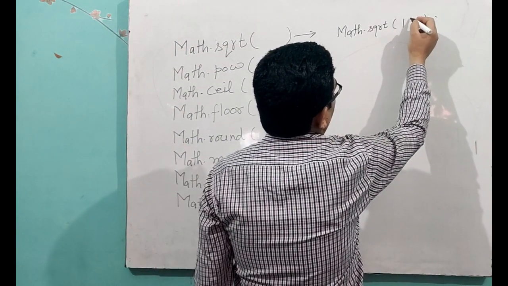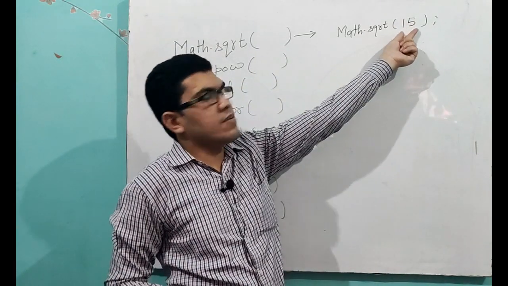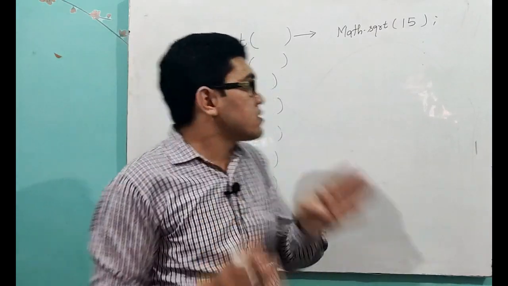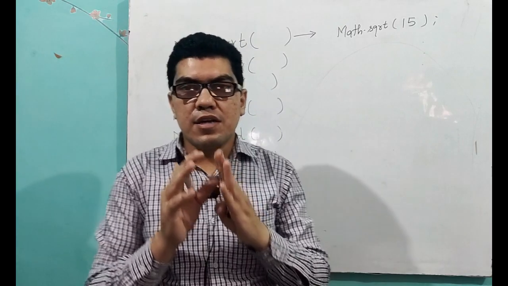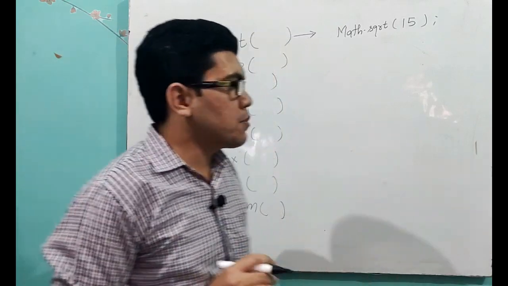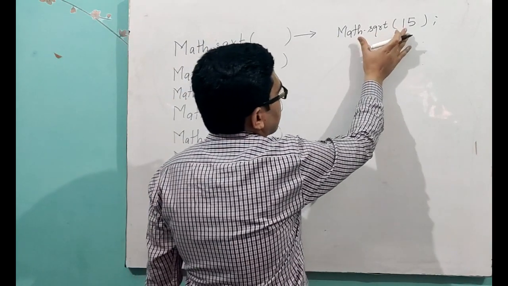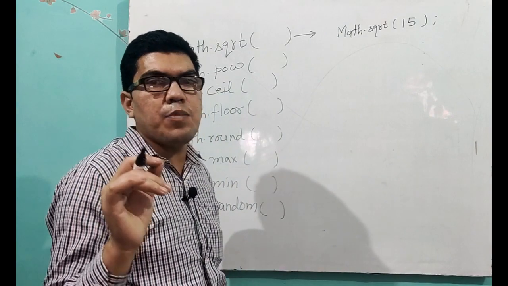Suppose I want to calculate for 15, so I can write 15 here, and this function will calculate the square root of this number and will give you a double type result. Double type result means the value which the function will give, you have to store in a double type variable.